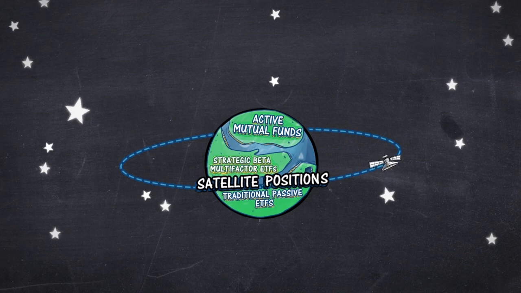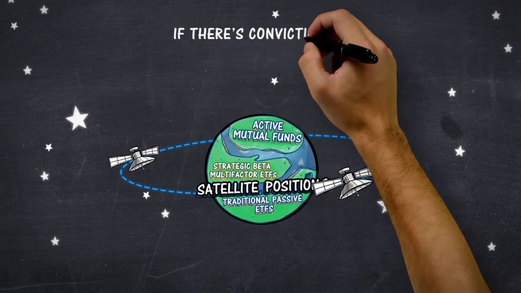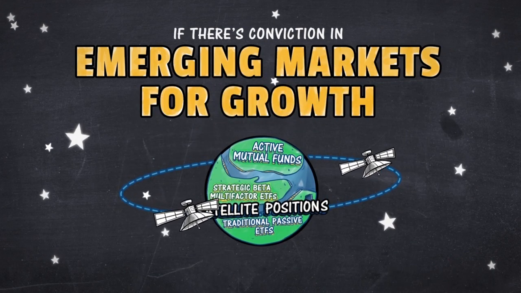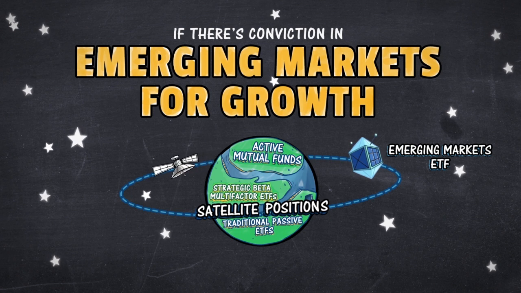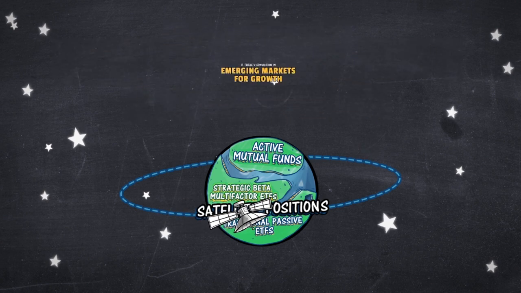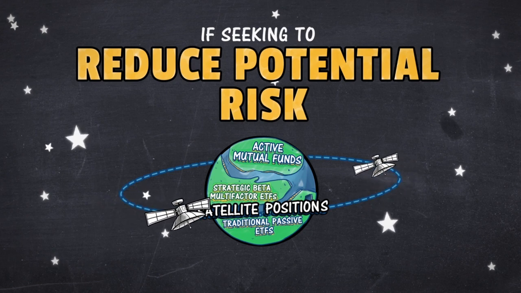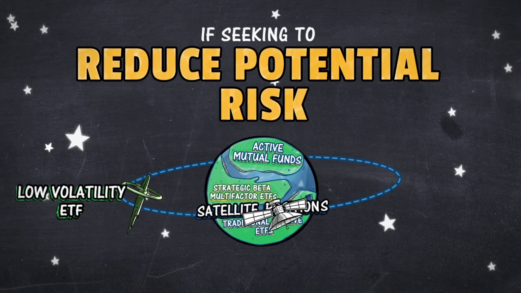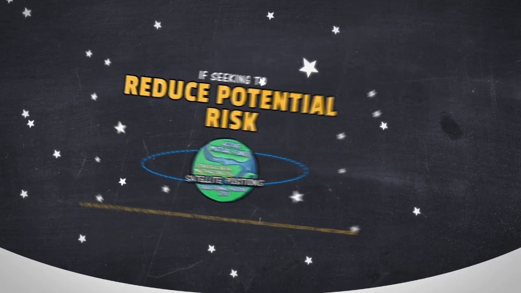These investments are used to help achieve specific objectives, like seeking additional outperformance or targeting a specific area of the stock market. If an investor has strong conviction that emerging markets represents an opportunity for growth, they may consider an emerging markets multi-factor ETF that may improve exposure to potentially faster-growing emerging market countries. Or if an investor is concerned with impending stock market instability or would like to lower overall portfolio risk, they may consider adding a satellite position of a strategic beta ETF designed to provide lower volatility than the overall market. This may help limit the downside in down markets.